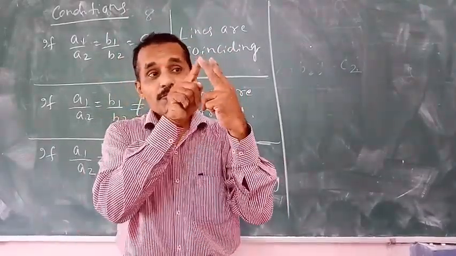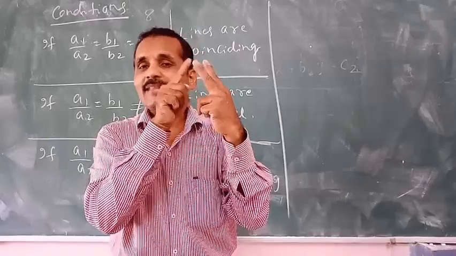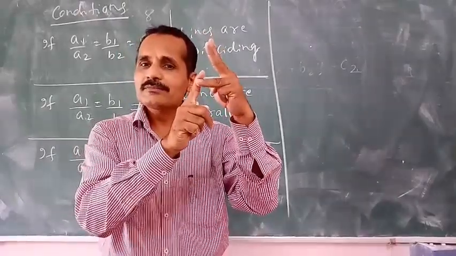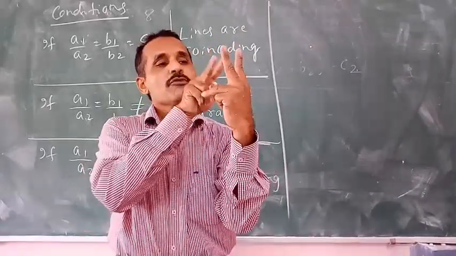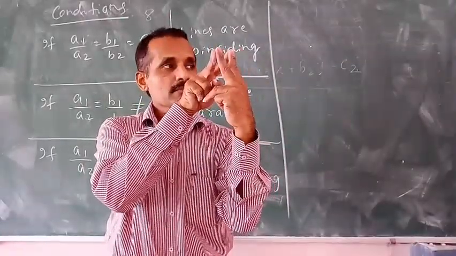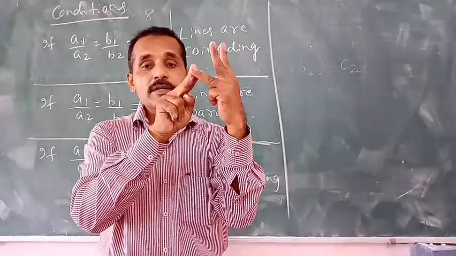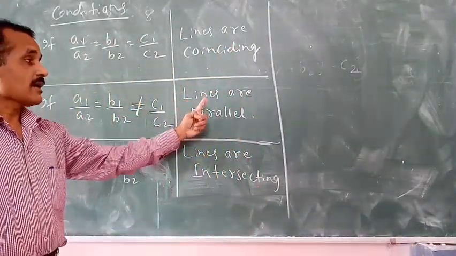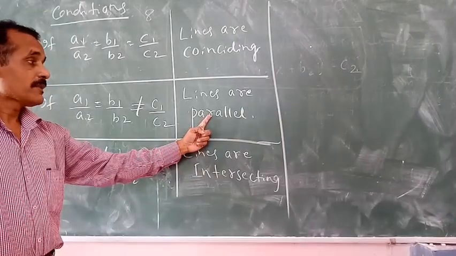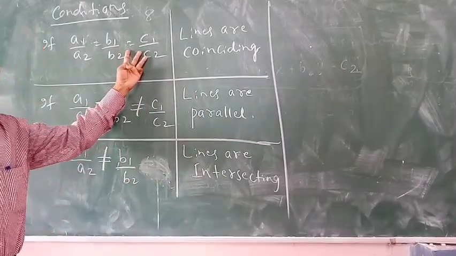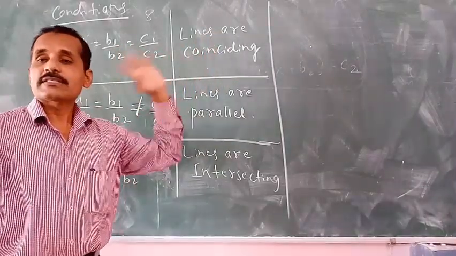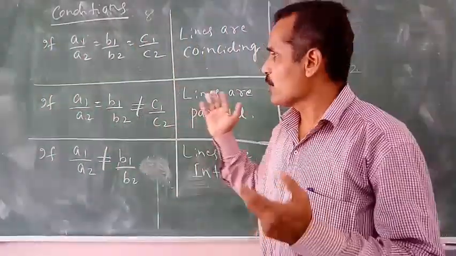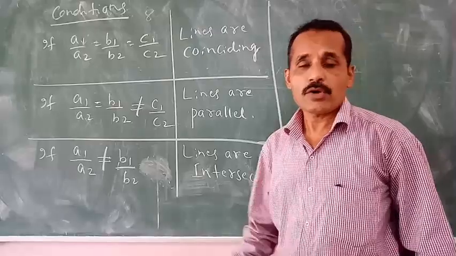If the first two are equal, then the question comes: the third may or may not be equal. If the first two are equal and the third one is not equal, the lines are parallel. If all three are equal to each other, the lines are coinciding. This is how we can identify.